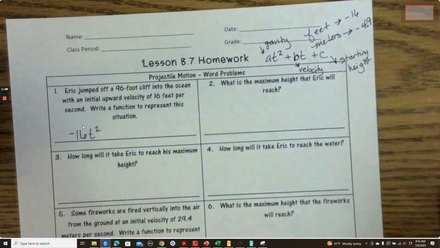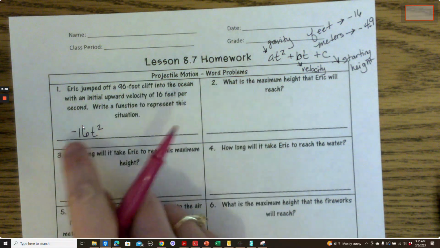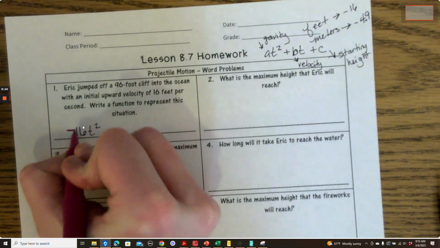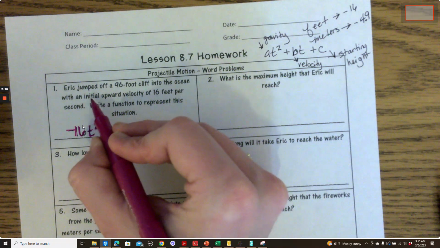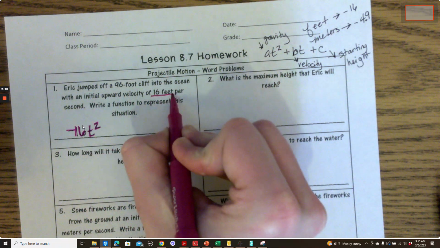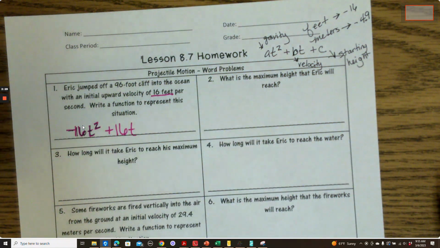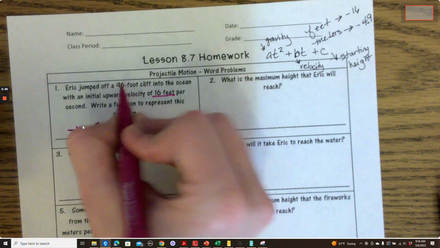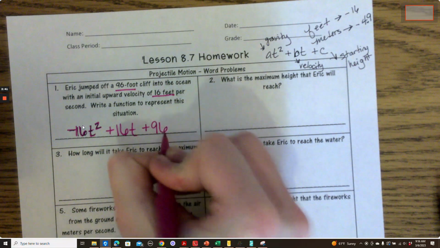Since this one is feet, that's why we start with the negative 16. So negative 16 t squared. Velocity comes next. So initial upward velocity of 16 feet, so my b value is 16, and we use a t instead of an x. And then starting height. If Eric jumped off a 96-foot cliff, he's starting 96 feet above the ground. So plus 96.